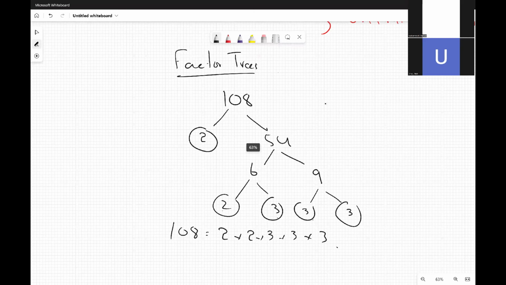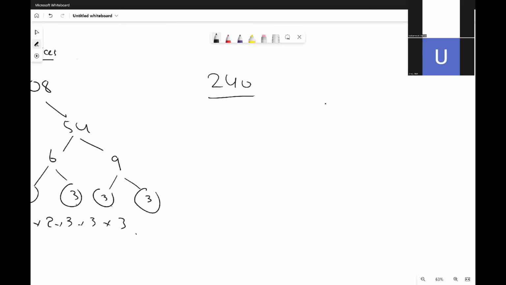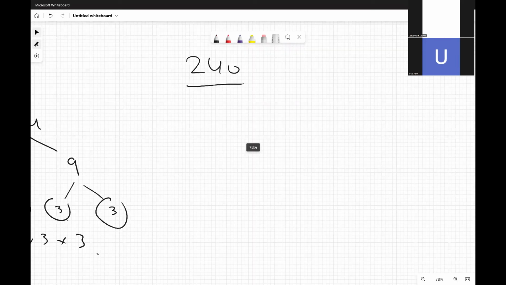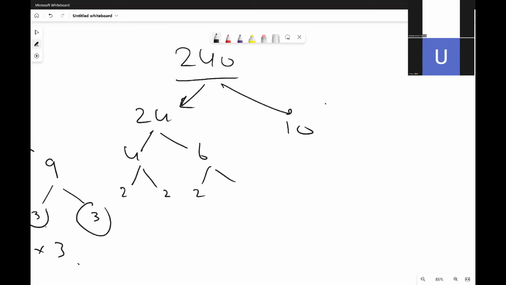Similarly, for example, if we had 240 here, so in case of 240, the first number 2 and 10 then divide, 24 and 10 completely divide kar diya. 24 can be divided by 6 and 4. 4 and 6. 4 can be divided by 2 and 2. 6 by 2 and 3. 10 by 2 and 5. That's it.